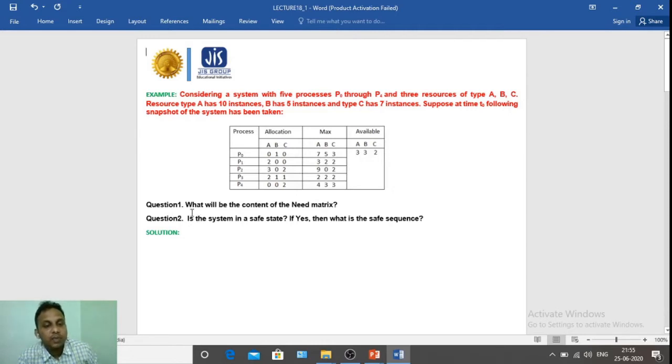So what do we have to find? We have to find the content of the need matrix, and we have to check whether the system is in a safe state or not, and we also have to find the safe sequence. That means in which order, if all the processes execute, the system will not be in a deadlock state. So in which order, if all the processes execute, it will be the safe sequence. So first find out the need matrix.